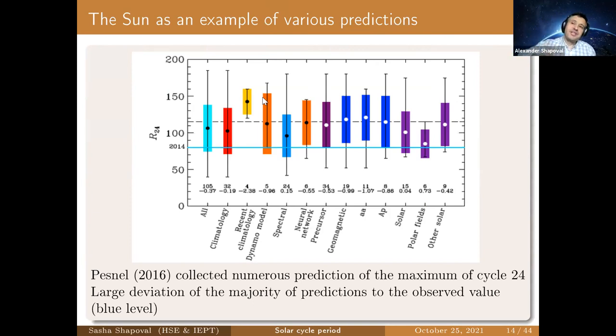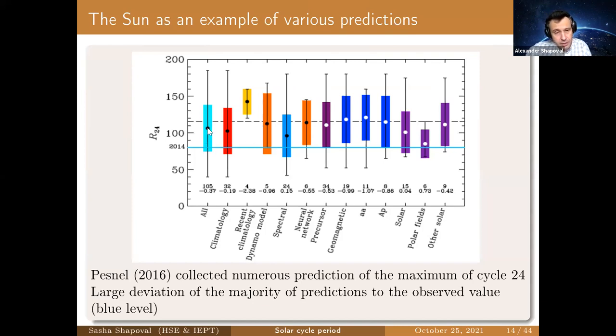This picture summarizes a lot of predictions of the maximal amplitude of the previous cycle, cycle 24. Now we are in cycle 25. The predictions are summarized according to their methods. So each rectangle represents a range of predictions, roughly speaking, done with the same method.